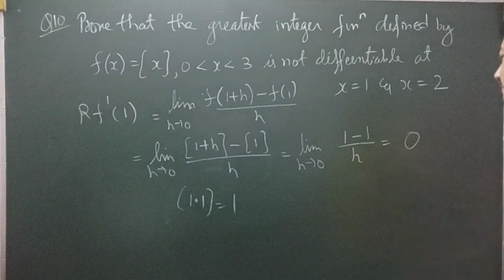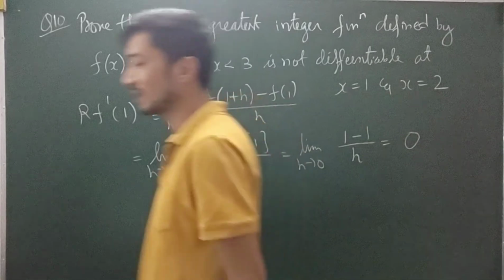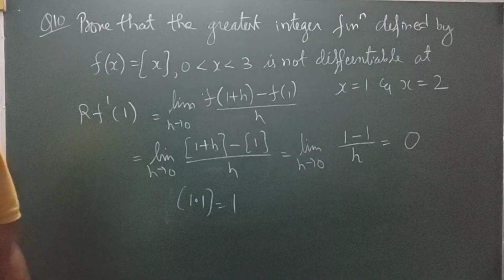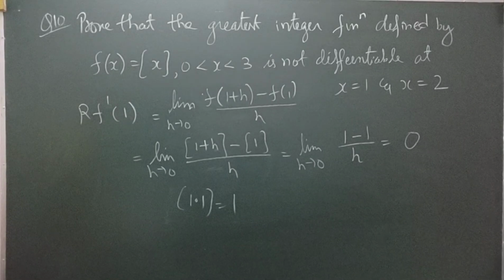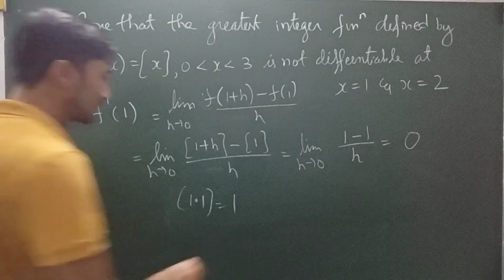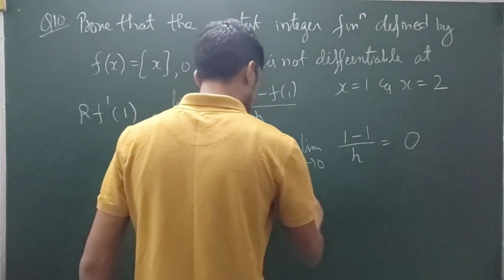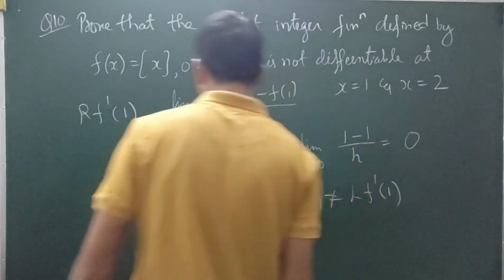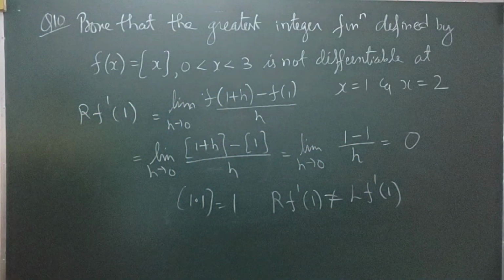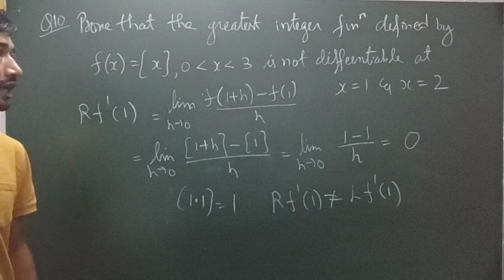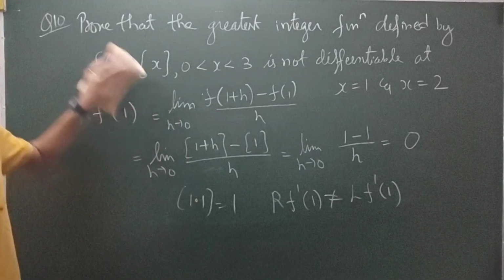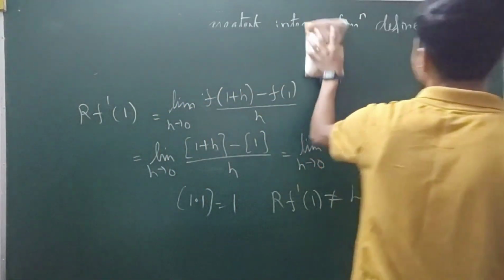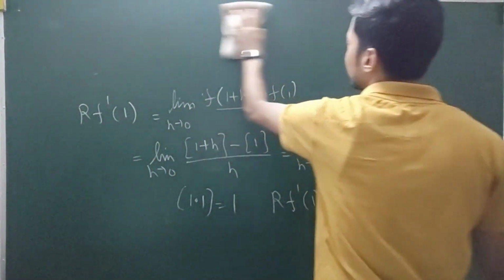So this is of course what? 1 minus 1 is 0. 0 by h is of course 0. So this is of course 0. So as we can see, the right hand derivative is not equal to the left hand derivative. So we can write down the conclusion. Hence, please write down, hence, f of x, the function, is not differentiable at x equal to 1.